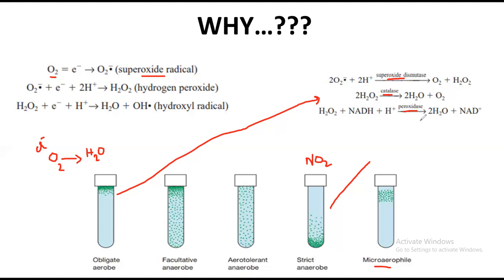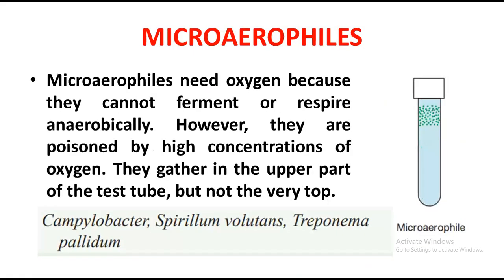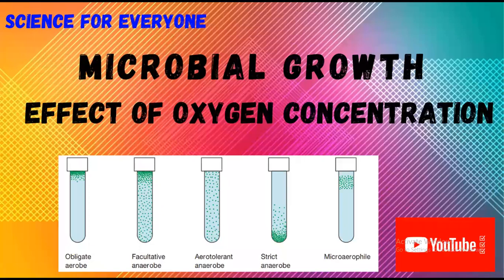But obligate aerobes can deal with it, and the remaining cannot. The remaining can partially deal with it, and the strict anaerobes cannot deal with it because they do not have the full enzyme content. So these are the main reasons why microbes are divided into five categories. I hope you have understood the reason. If someone asks you, you can easily tell them, because I have taken it from an authentic source. So this was all about microbial growth and the effect of oxygen concentration.